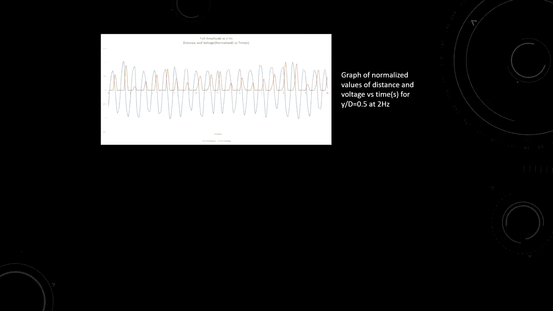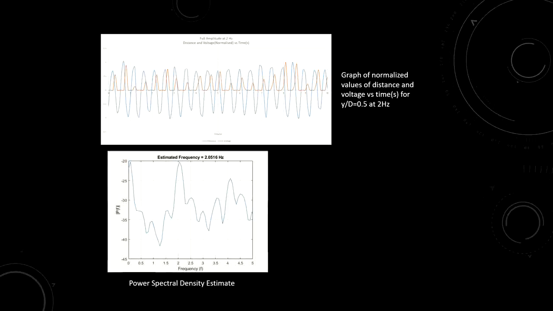The first figure shows the graph of normalized values of amplitude and voltage versus time for y/d equals 0.5 at 2 Hz of frequency. This data was extracted from the Arduino serial monitor and recorded in Excel, where the graph is plotted.